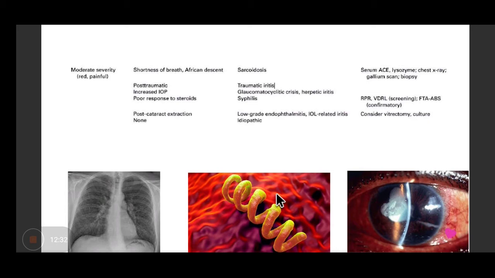So you can order RPR or VDRL for screening or for monitoring. And for confirmatory, you have to have the FTA-ABS confirmatory test for syphilis. Now, if there is uveitis post-cataract extraction, there may be a low-grade endophthalmitis, which is IOL related. So you have to have a vitrectomy done for such patients.